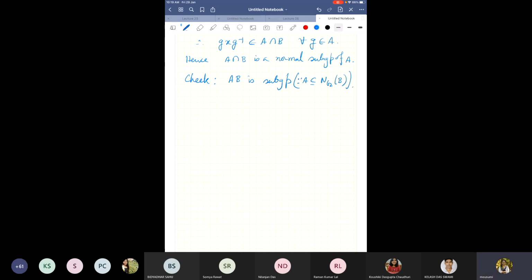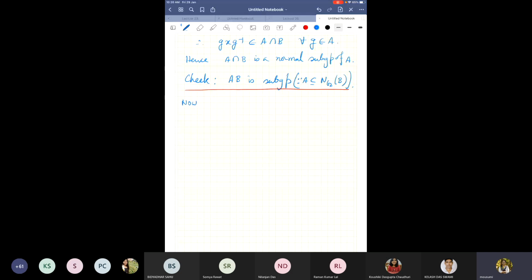Do you get the point? With this assumption that A is contained in the normalizer of B, try to prove that AB is a subgroup. This I'm giving you as an exercise. If you are not able to do it, next class you tell me, I will do it. But first you try. Okay. So this is one exercise you should check. Now I said that with this exercise you have proved that AB is a subgroup.